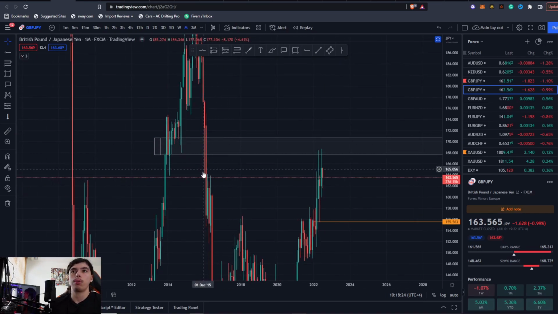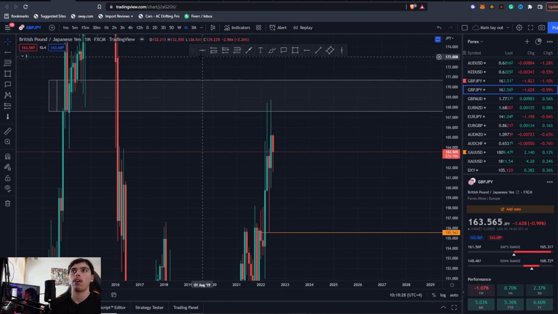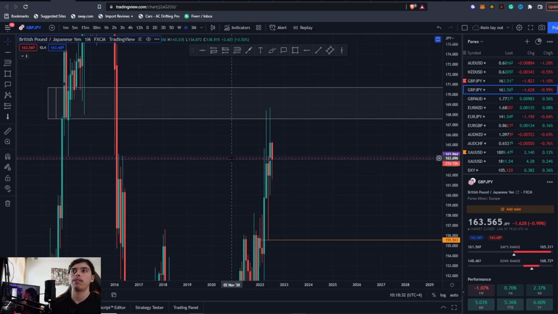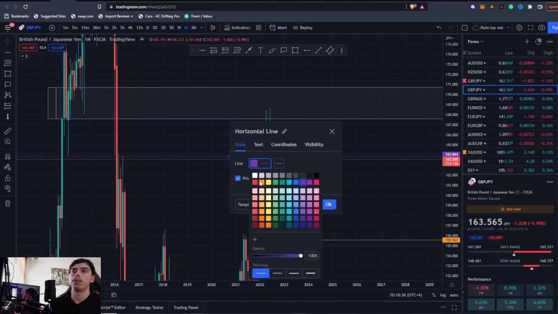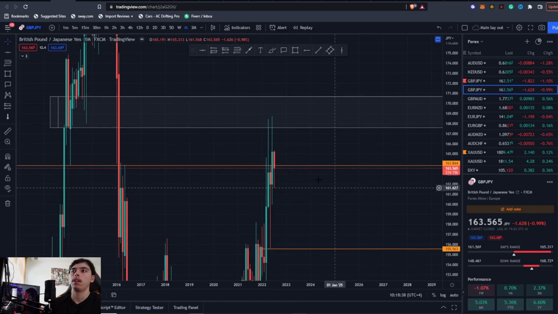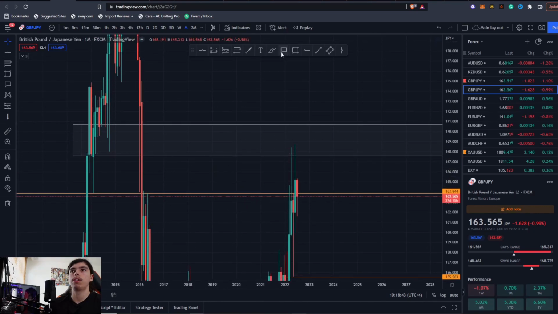But what I do expect is, since we've closed above this body here, as you can see, looking here onto this resistance around this area, so we can see we have this resistance around this area. Let me just change this style. So since we closed above this whole resistance area here, I do expect us to fill this whole candle here.